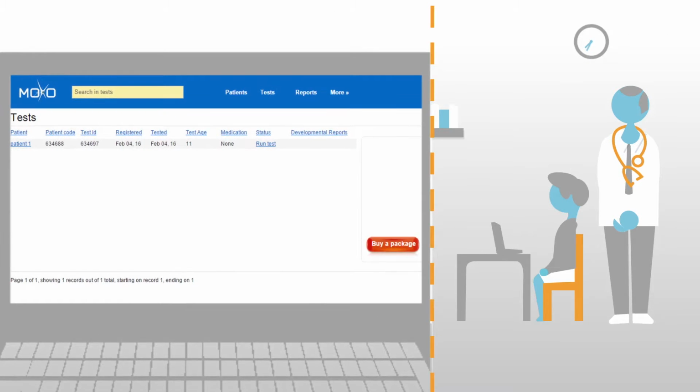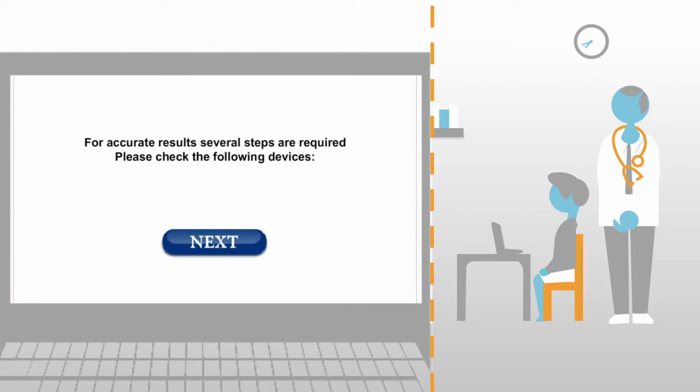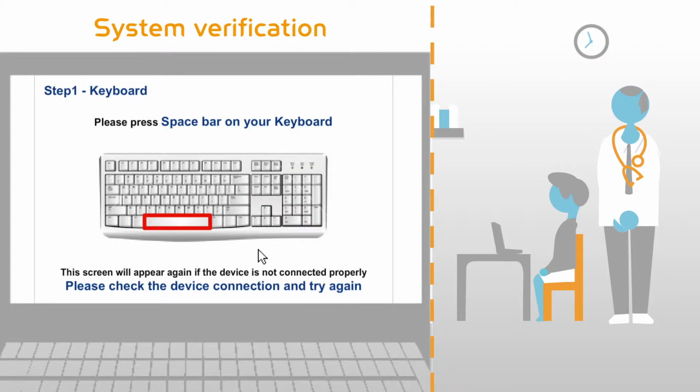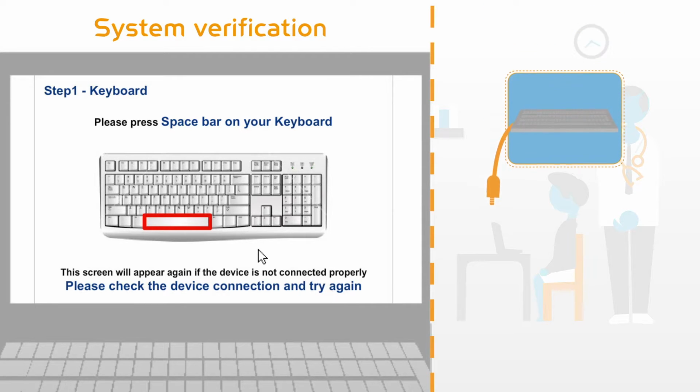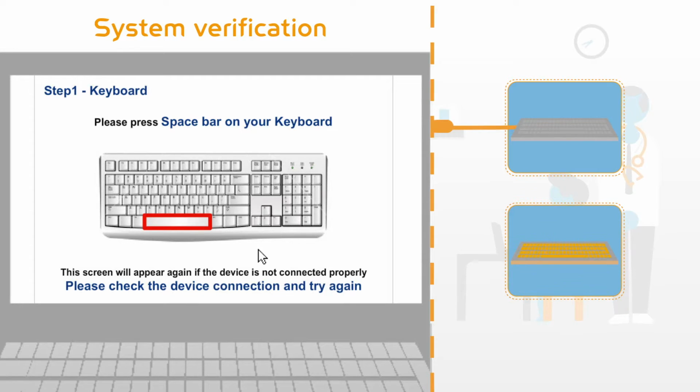Click the Run Test link on the screen. First, you will need to verify the system's functionality. To do so, you'll be asked to press the spacebar. If this instruction reappears or doesn't disappear, it means that the keyboard is not connected properly. Check the connection and try again. If the issue persists, replace the keyboard and try again.